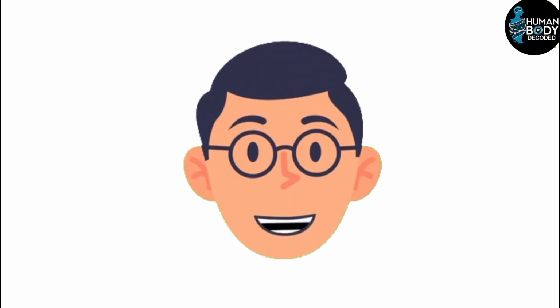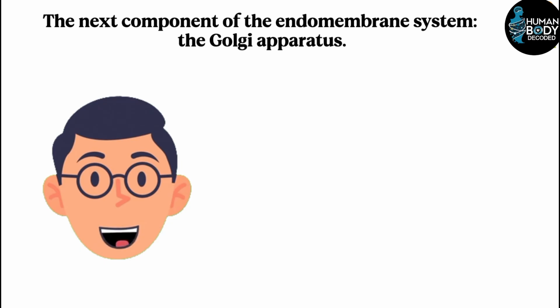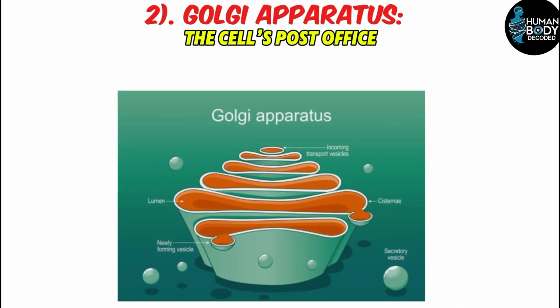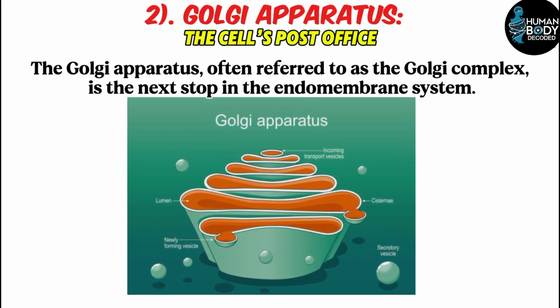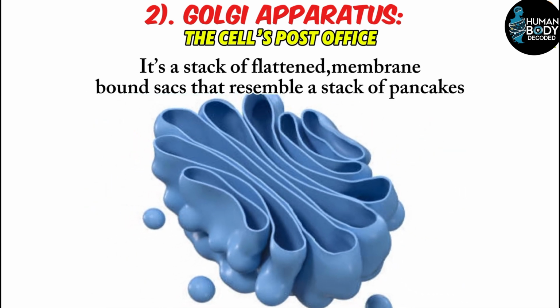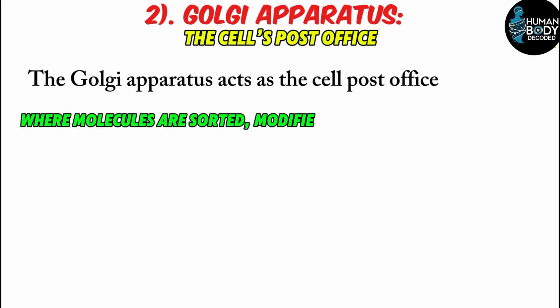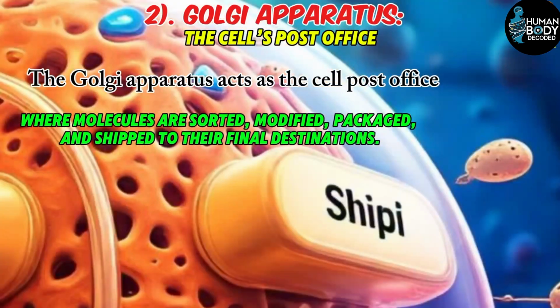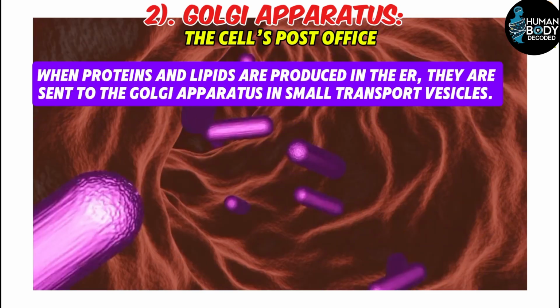Now that we've explored the functions of the endoplasmic reticulum, let's move on to the next component of the endomembrane system, the Golgi apparatus. Golgi apparatus, the cell's post office. The Golgi apparatus, often referred to as the Golgi complex, is the next stop in the endomembrane system. It's a stack of flattened membrane-bound sacs that resemble a stack of pancakes. The Golgi apparatus functions as the cell's post office, where molecules are sorted, modified, packaged, and shipped to their final destinations.